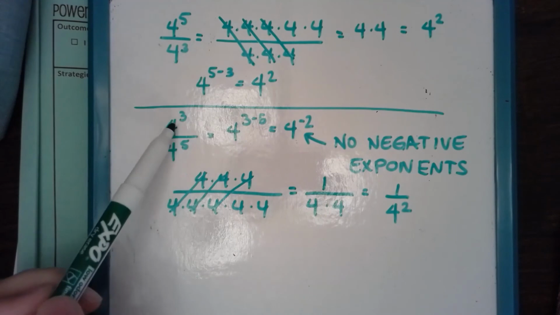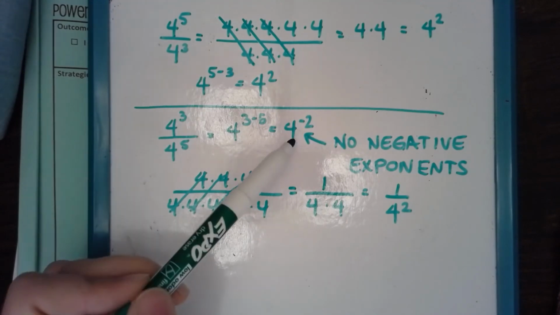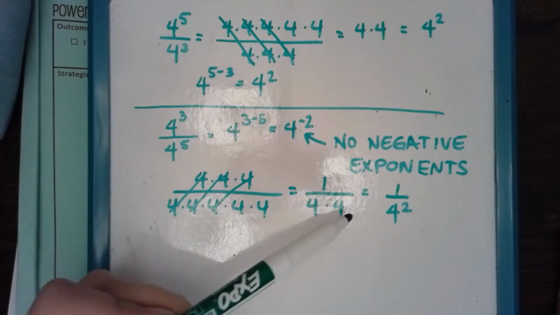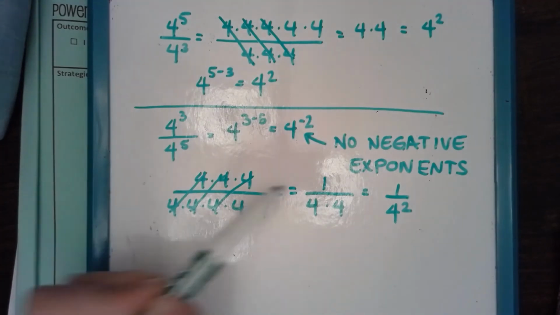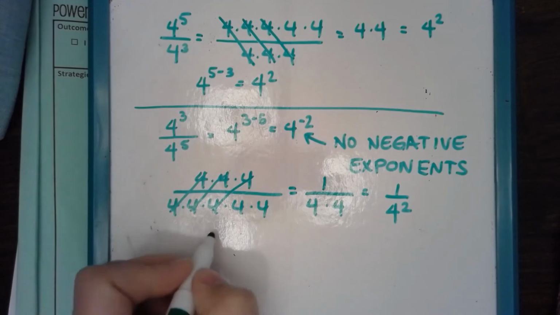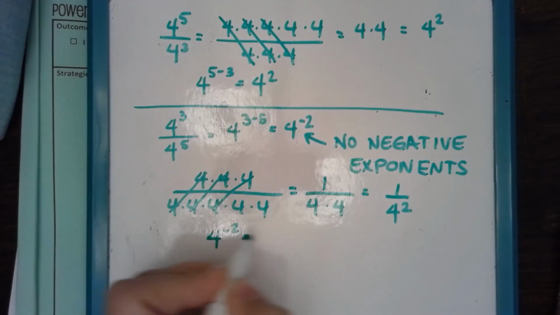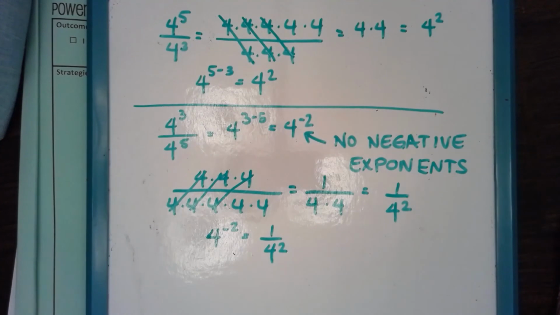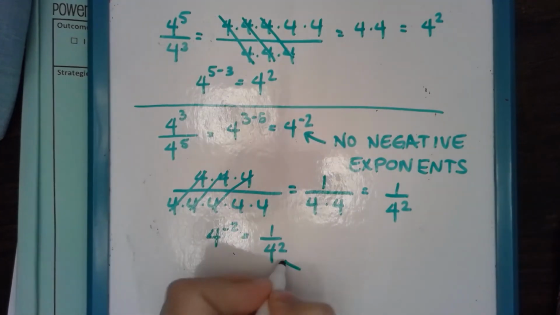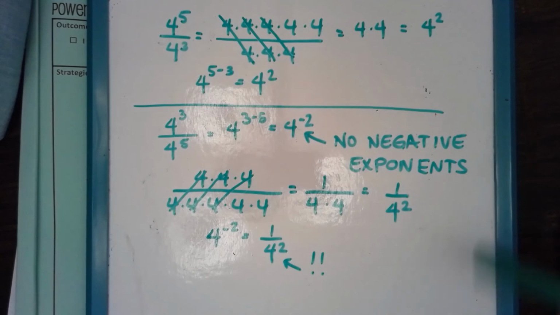So if 4 to the power of 3 divided by 4 to the power of 5 is 4 to the power of negative 2, and 4 to the power of 3 divided by 4 to the power of 5 is 1 over 4 squared, then that means that 4 to the power of negative 2 equals 1 over 4 squared. Interesting. There is no negative exponent here. Yay, we didn't break the law. We've got a good answer that doesn't have any negative exponents in it and still follows what we know to be true about powers.